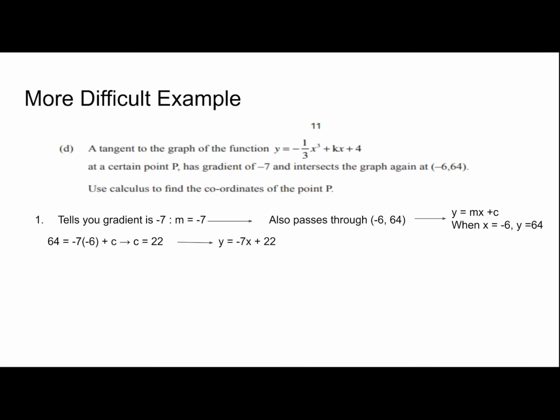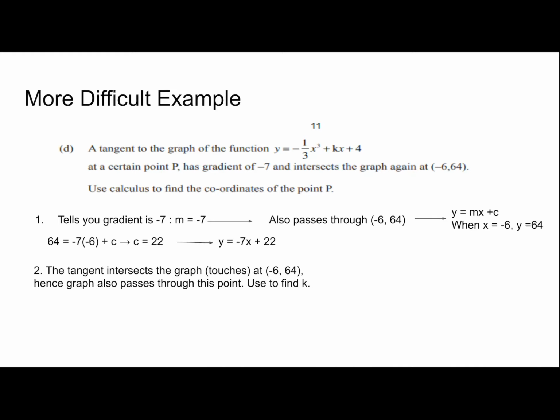However, using the information given once again, it says the tangent to the graph intersects the graph again at (-6, 64). So basically, the graph also passes through (-6, 64). If we substitute 64 and -6 into our graph equation, we can find what our k value is. The tangent intersects the graph at (-6, 64), hence the graph passes through this point, so we can use this to find our k value.